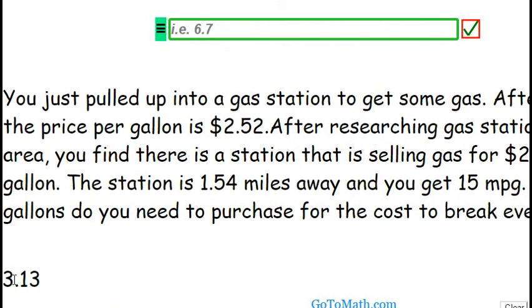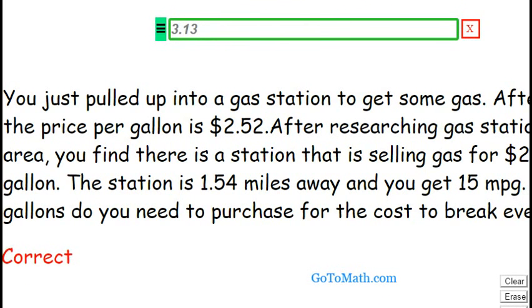Hopefully everything works out. So 3.13, and that's what we got? Yeah. And you can figure out what that cost is going to be actually. Just plug it in and find out. So 3.13, let's just make sure everything's working out on that, and it is.